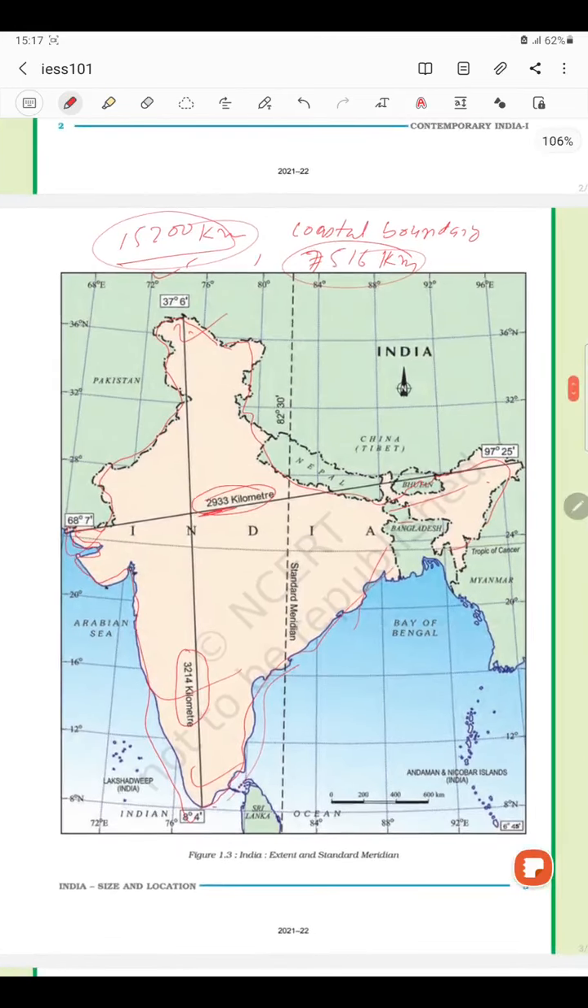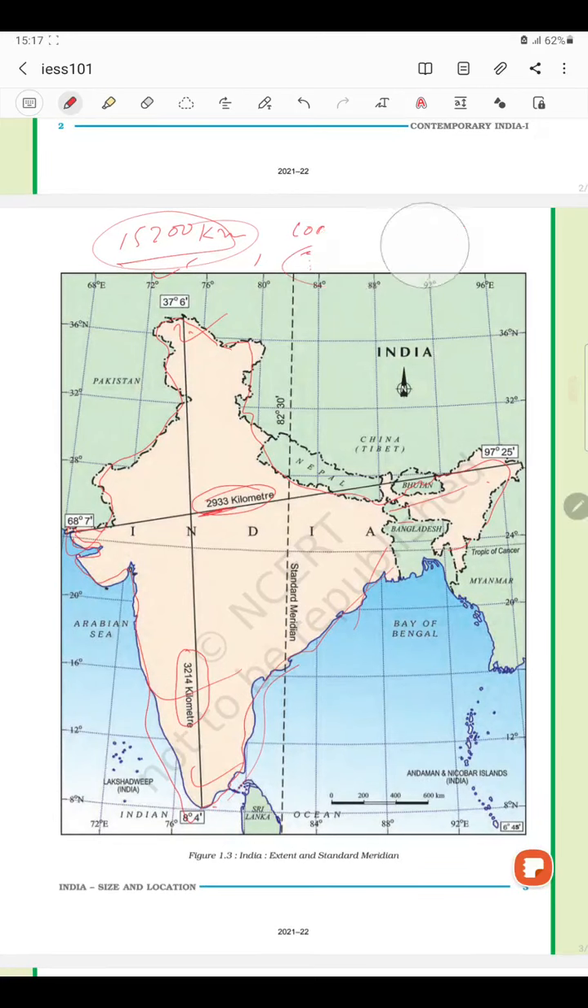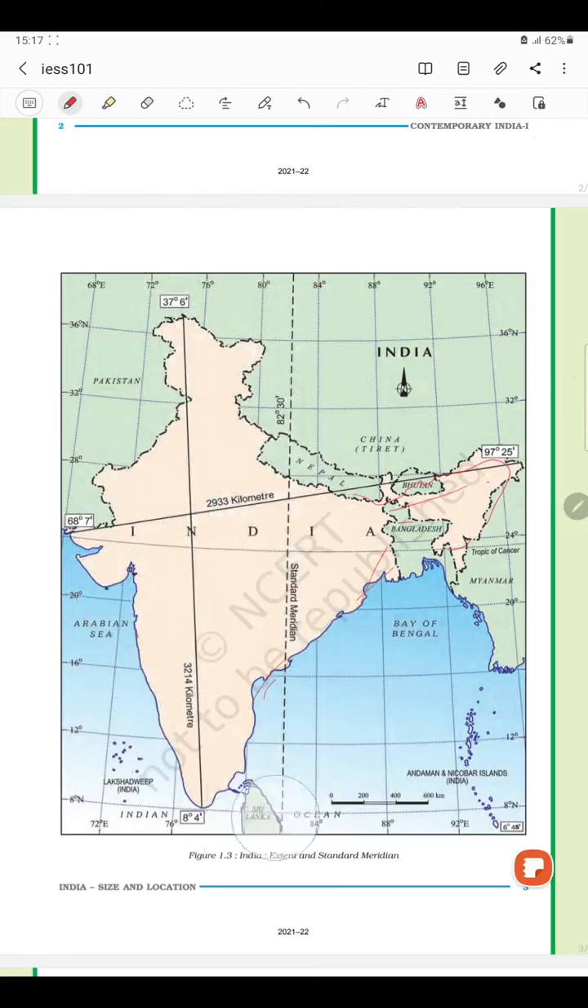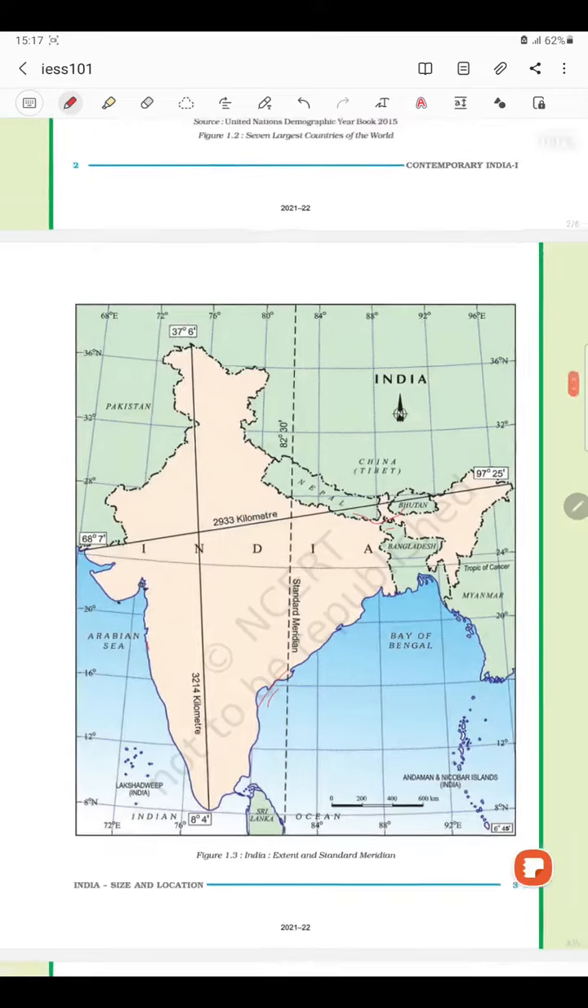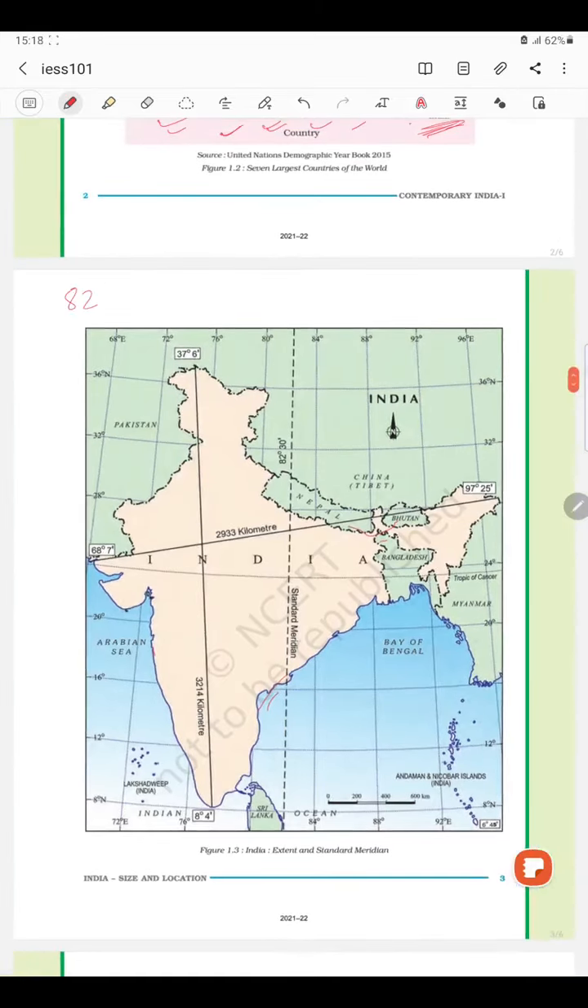One thing also, 82.5 degree east longitude is termed as the standard meridian for India. This one is the standard meridian of India. So the time zone in India is considered through this meridian.